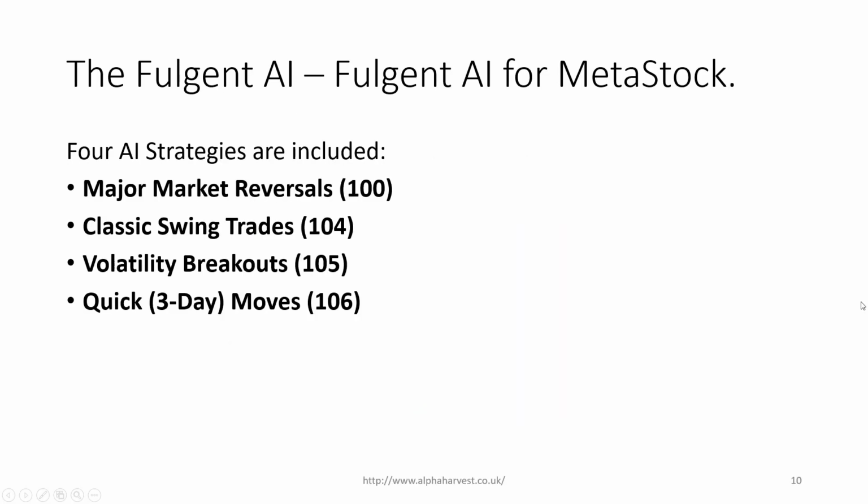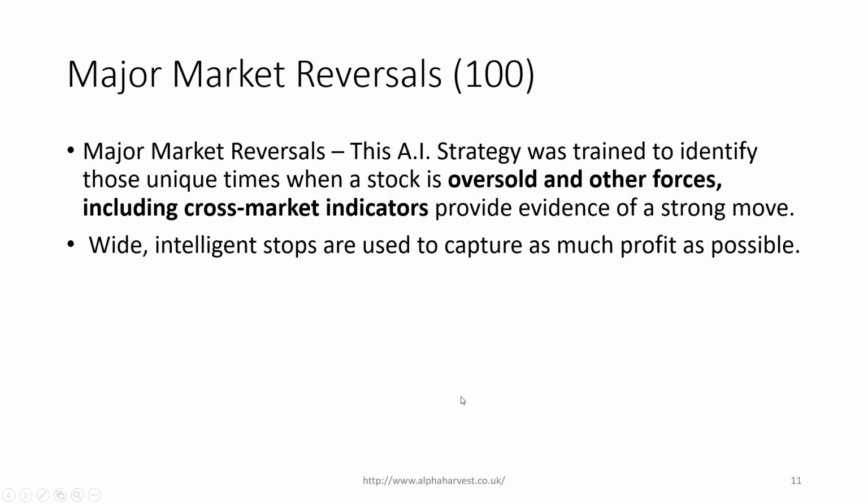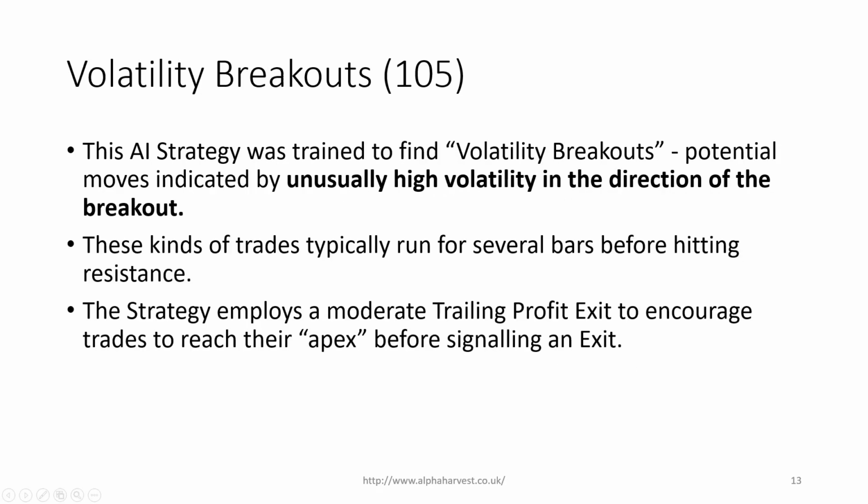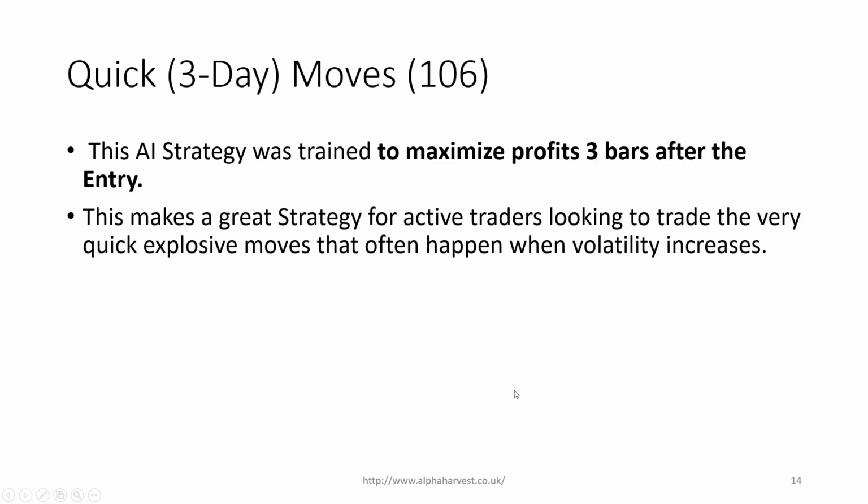So the 4 strategies we look for are major market reversals, classic swing trades, volatility breakouts, and quick 3-day moves. For the major market reversals, we look for oversold conditions and other forces, including cross-market indicators, to capture strong moves to the upside. Then there are the classic swing trades, reversion to the mean type swing trades, volatility breakouts, and then quick 3-day moves. This is a fantastic medium short-term swing trade strategy.